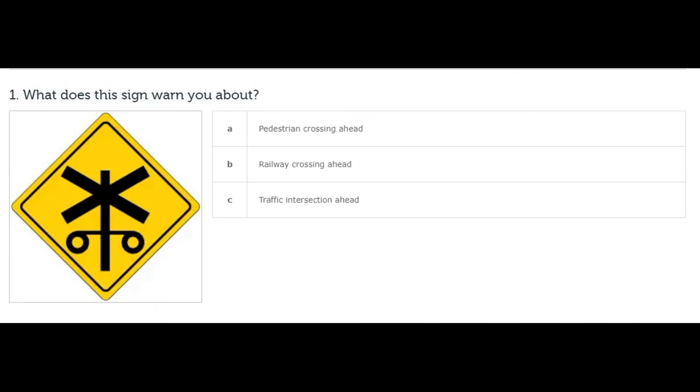Question 1. What does this sign warn you about? A. A pedestrian crossing ahead. B. A railway crossing ahead. C. Traffic intersection ahead.